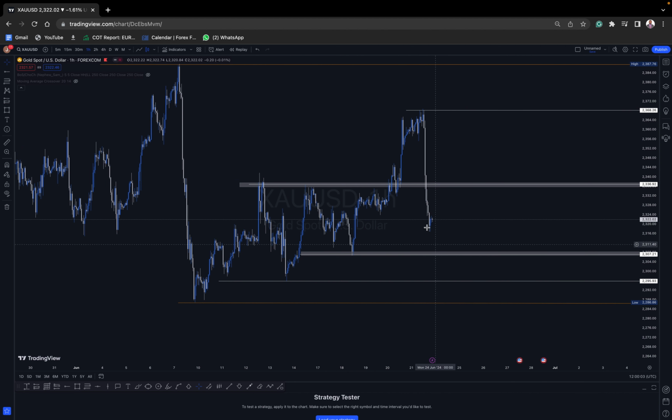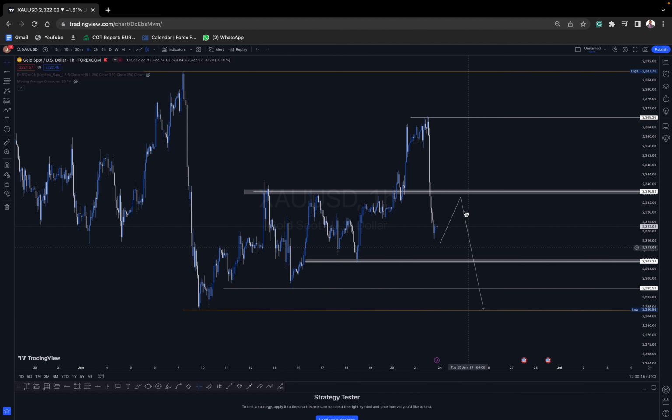So we are within this zone. I will say it again, I want to see price pushing to this zone, then giving me that move to the downside. That is where I'll be taking my entry, and as we reach my target, we shall have another update.